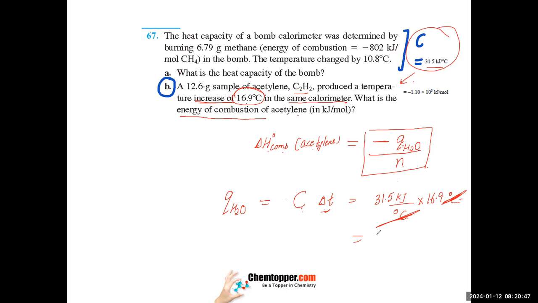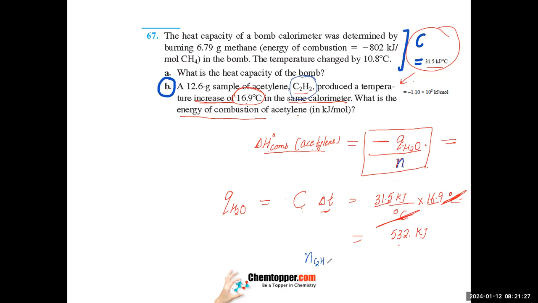Please give me this answer. Is it plus or minus? It is plus. So it is 532 kilojoules. This number has three significant figures. But I need to know delta H combustion of acetylene, so I need to use this equation now. Do you have n? The n of acetylene. That is needed.